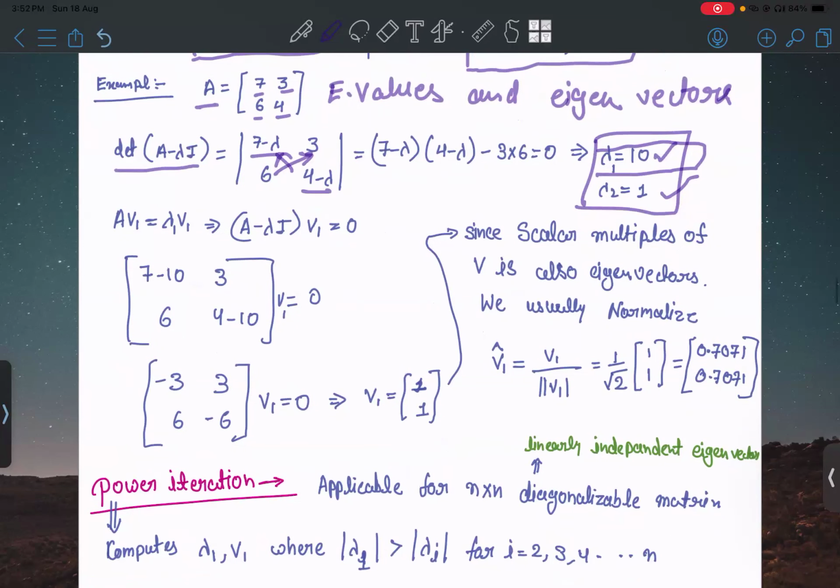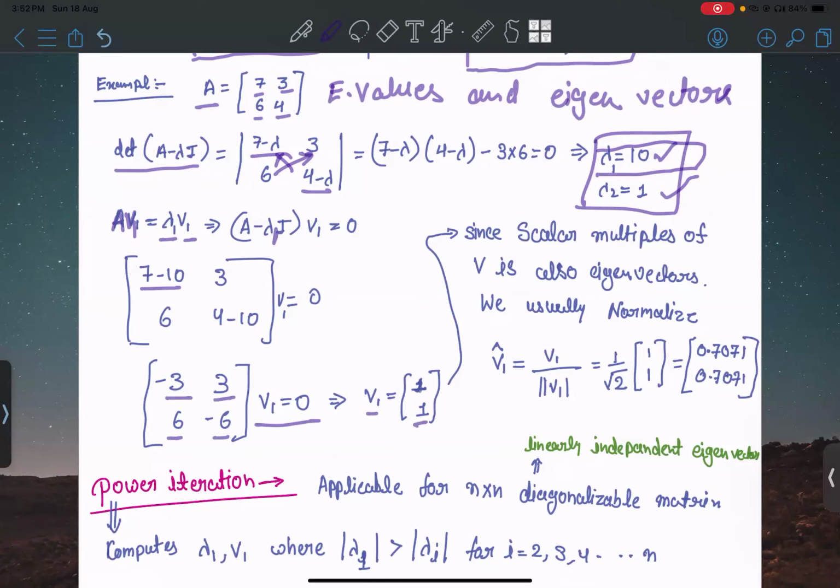Now how can I find the eigenvector? For any eigenvalue, I can find the eigenvector by A v1 equal to lambda 1 v1, or simply A minus lambda I times v equal to 0. So simply put the A and lambda 1 values here. If I put them, I will get this equation: minus 3, 3, 6, minus 6, times v1 equal to 0. If you solve this equation, you will get v1 equal to [1 1].